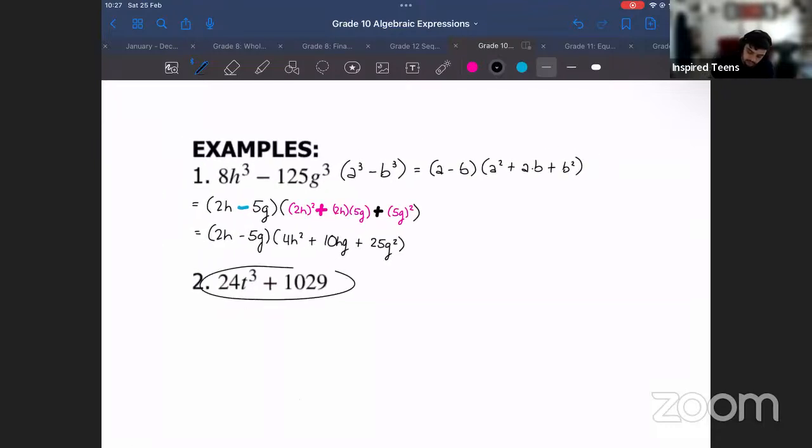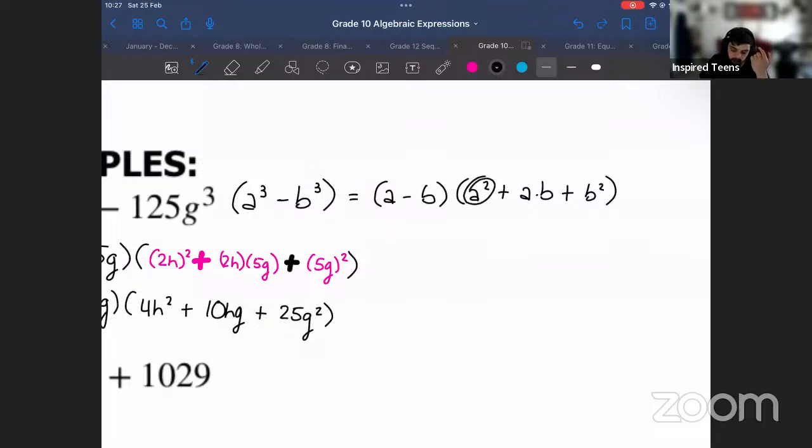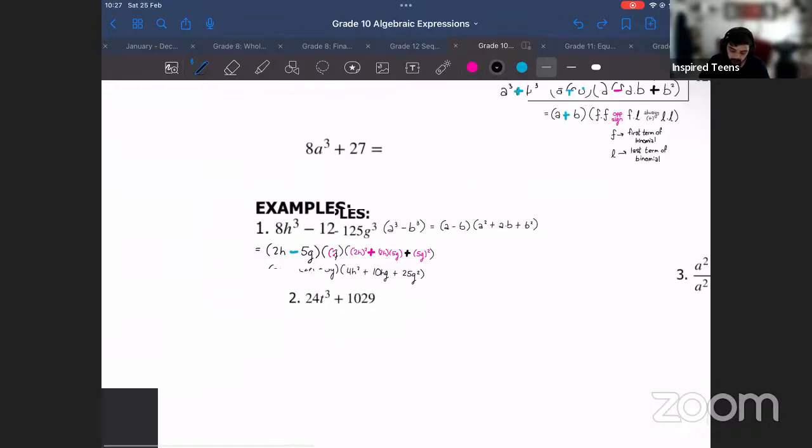Okay, so you guys can do the same for this last one. Just remember this. Get a and b, and then a squared, ab, b squared, taking all these values and squaring them or multiplying them by each other.